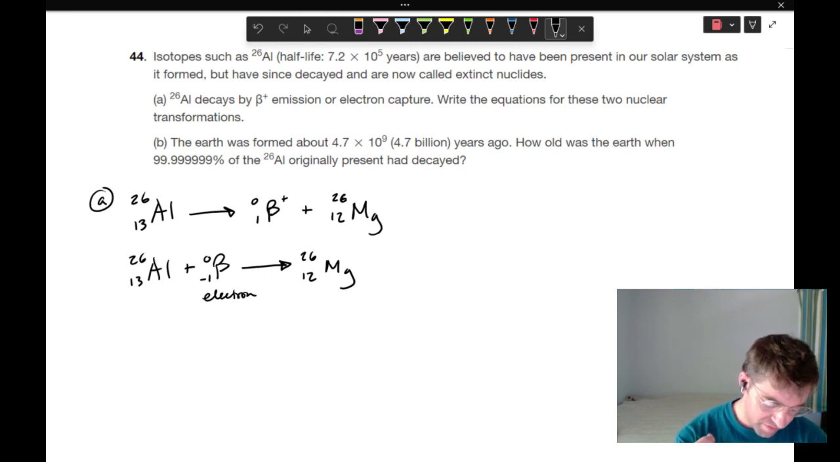All right, so for part B, the Earth was formed about 4.7 times 10 to the ninth, so 4.7 billion years ago. How old was the Earth when 99.9999999% of the aluminum 26 originally present had decayed? So we're given a final percentage, and we're going to say that the initial was 100%, and we know our half-life, so we need to solve for k, our decay constant, in order to get to the time. We're solving for t. How old was the Earth? We're solving for t, the amount of time elapsed.